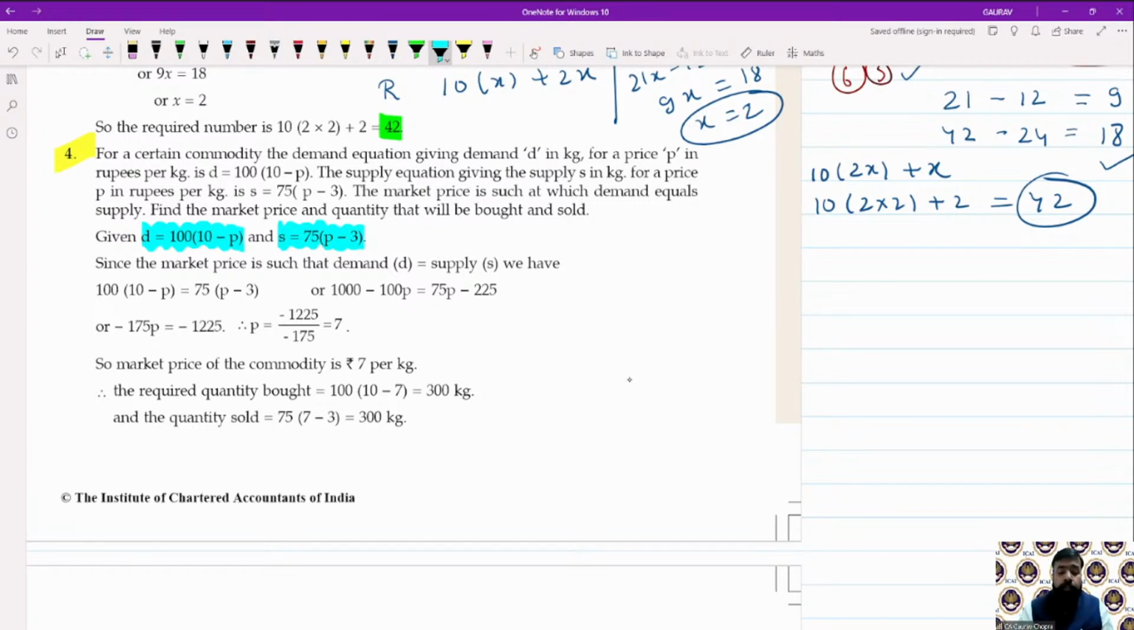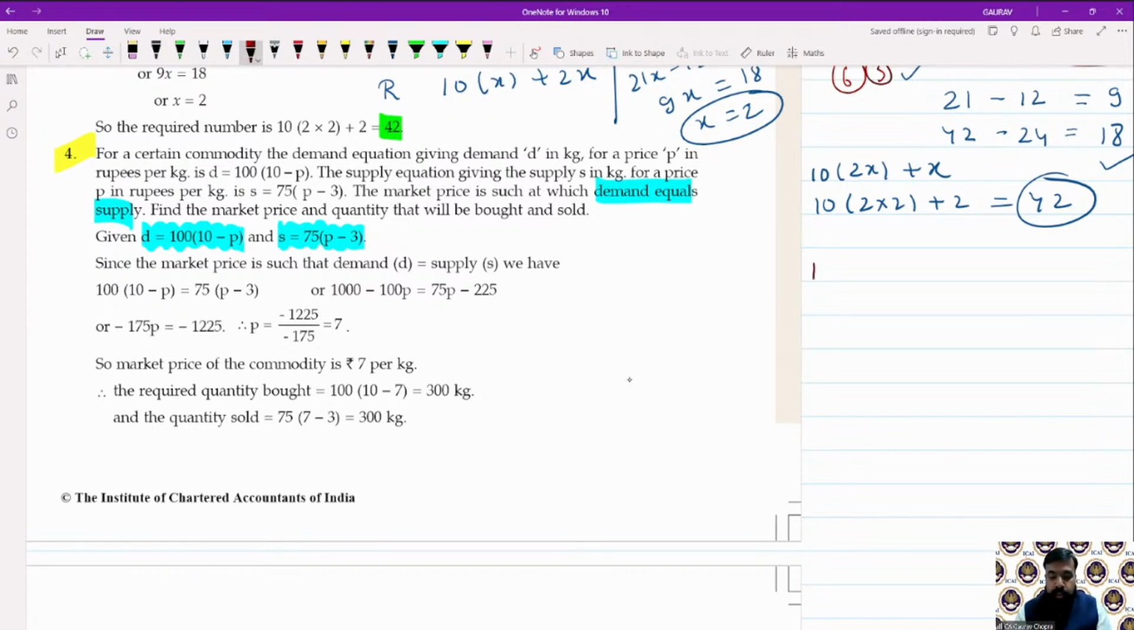Now the question says the market price is such that demand equals supply. This is given in the question, and the same concept you will be studying in your economics subject. The chapter on markets says that whenever demand and supply are both equal, we can find out the equilibrium price from there. So same is here. The question gives us demand, gives us supply, and the condition is that both are equal. So we can put an equal sign in between.